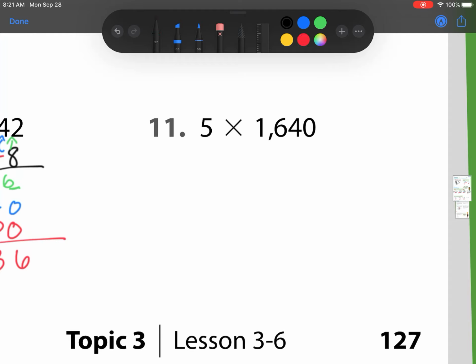Again, this is a 4-digiter, which is the same thing. I'm just going to be doing it 4 times instead of 3. So my ones place value, 5 times 0 is 0. My tens place value, I add a 0, so I start in the tens place value. 5 times 4 is 20. My next one, I add 2 zeros, so I can start in the hundreds place value. 5 times 6 is 30.